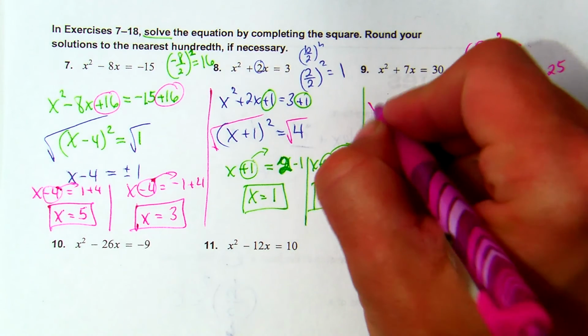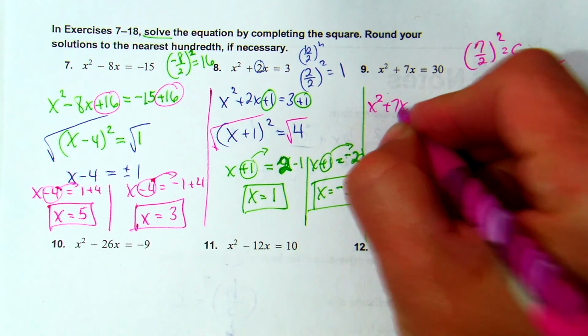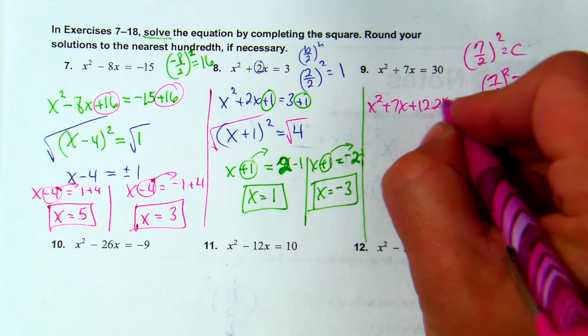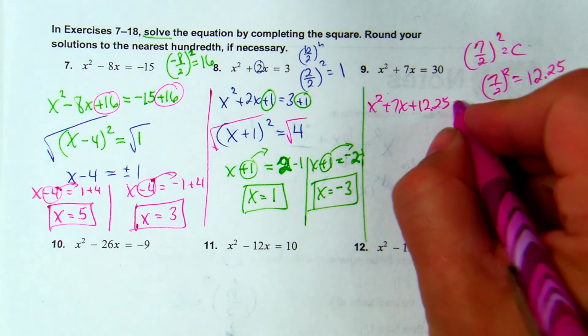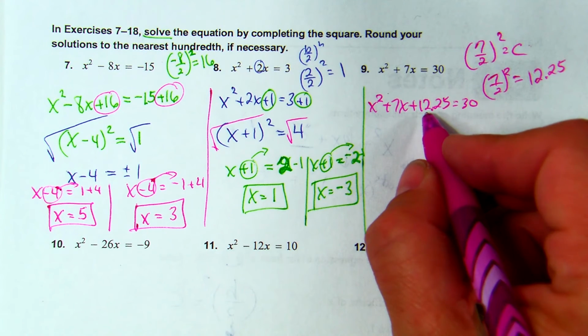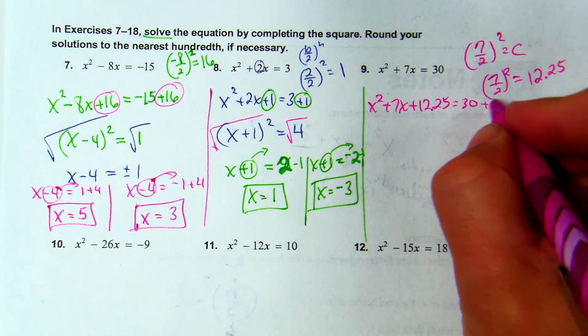So we're going to have x squared plus 7x plus my c, 12.25. And then I have 30 on the right side, and because I've added 12.25 here, I'll have to add 12.25 here.